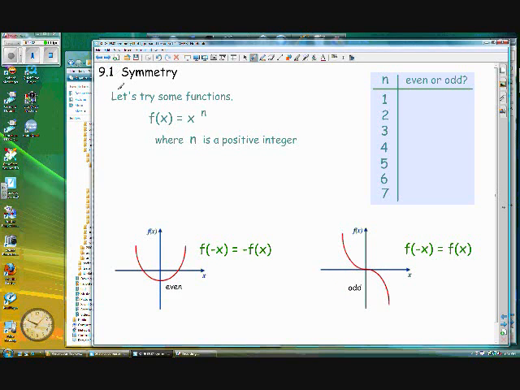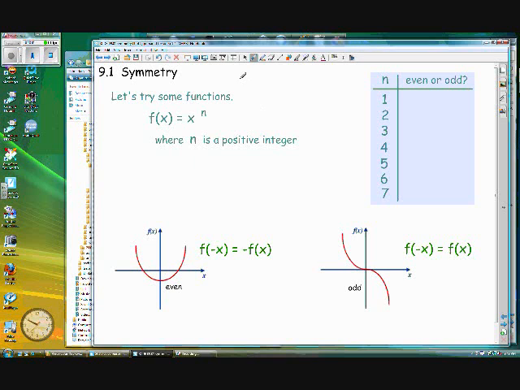Okay, let's try some functions. Here is where you should have your calculator ready. I should have mentioned that earlier. Pause for a moment and go get your calculator. It'll be so much quicker. Okay, you've got your calculator now. We're going to try a whole series of functions, and I want you to take a look at them on your screen.